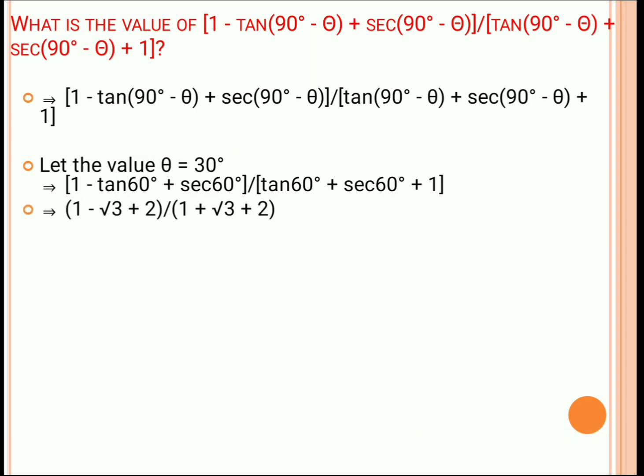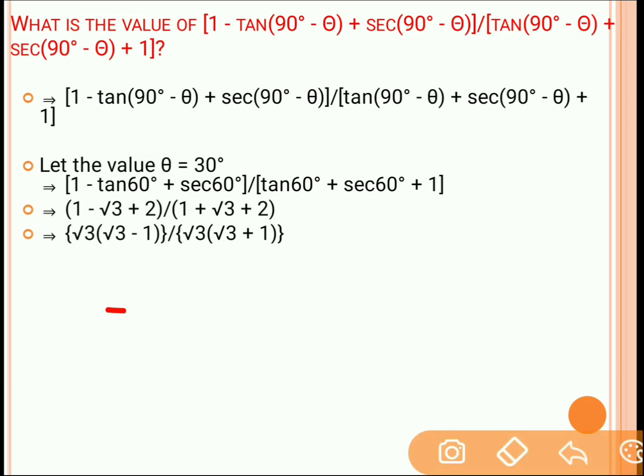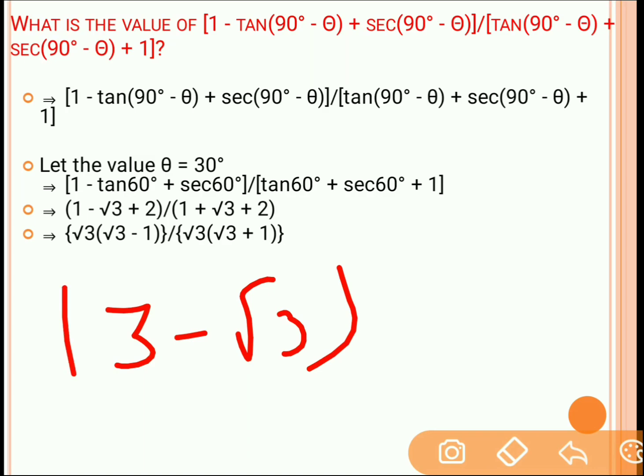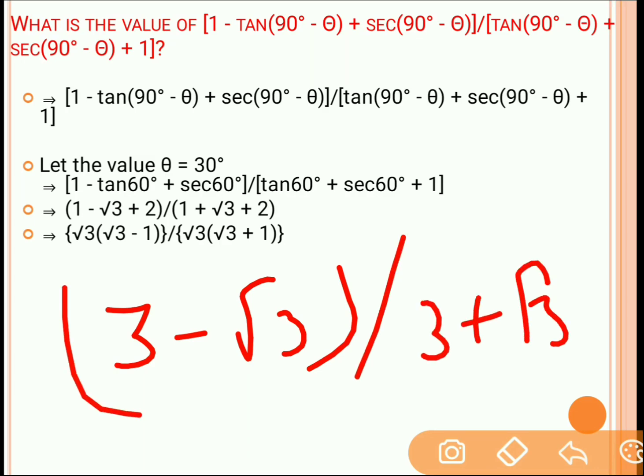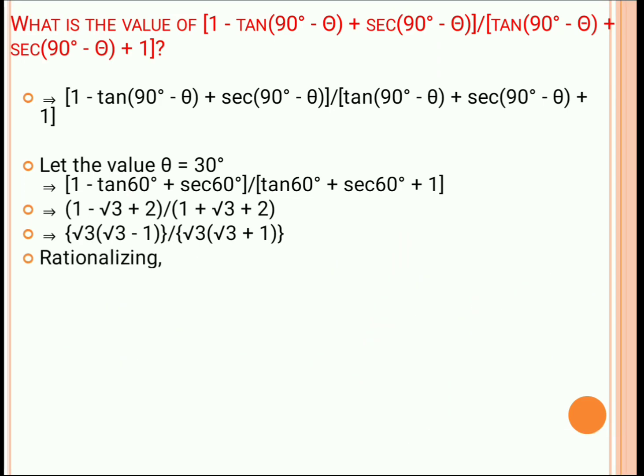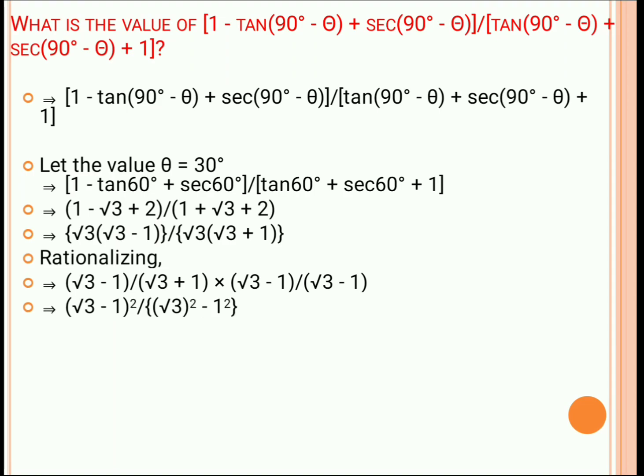Now solving this expression, tan 60 is root 3 and sec 60 is 2. So substituting the values of tan 60 and sec 60, you will get the expression as (1 minus root 3 plus 2) upon (1 plus root 3 plus 2). Now 1 plus 2 is 3, so (3 minus root 3) upon (3 plus root 3). Now you can take root 3 common in the numerator and the denominator, and the expression will reduce to (root 3 minus 1) upon (root 3 plus 1). Once you get this, you can multiply and divide by the conjugate of the denominator.